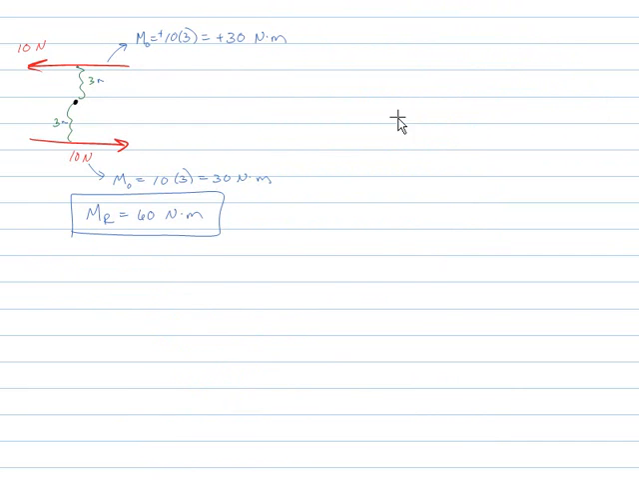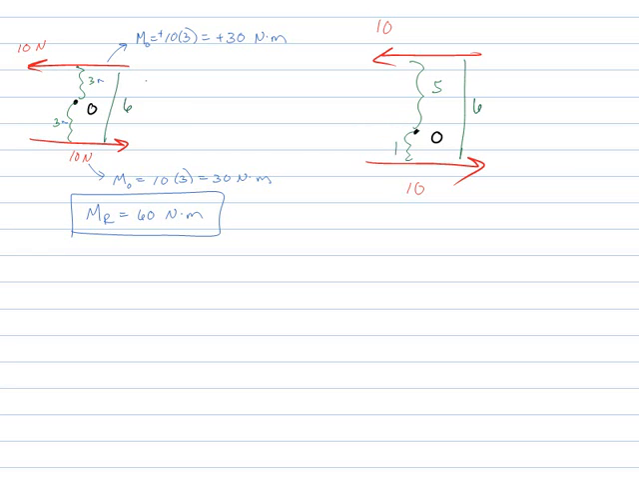So I'm going to make this a little smaller so I can play with it. Now let's pretend I still have the 10 this way and the 10 this way, but instead of finding the resultant moment about O here, let's pretend that O is here. So we've still got 10 and 10, but now this distance is, say, 5, and this distance is 1, right? So the total distance is still 6. Nothing's changed.